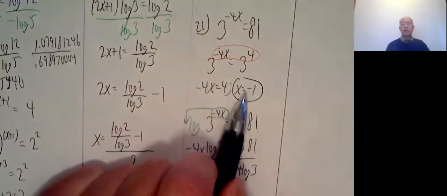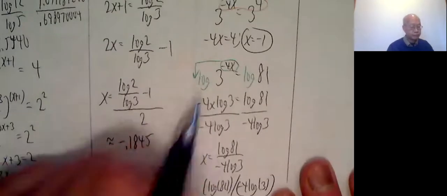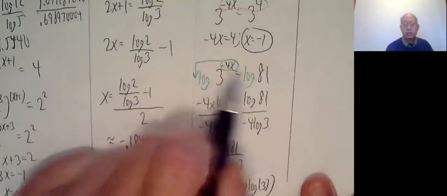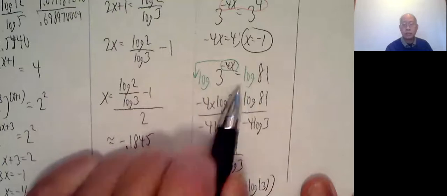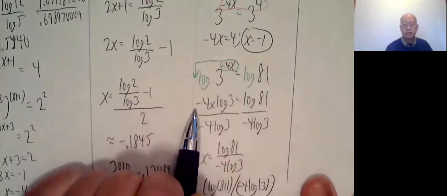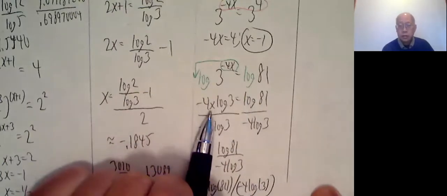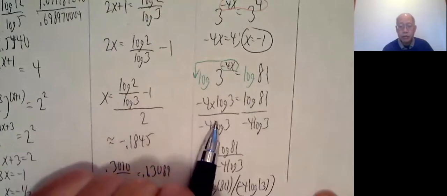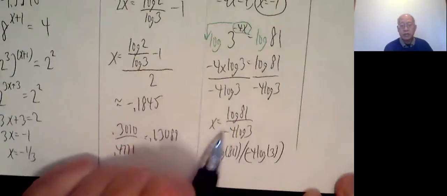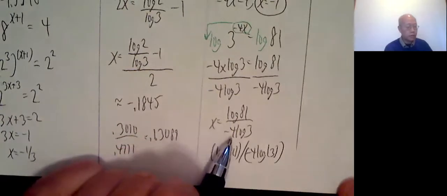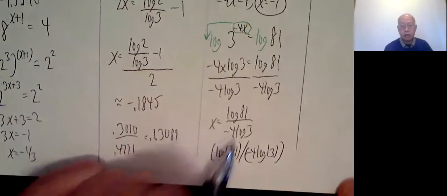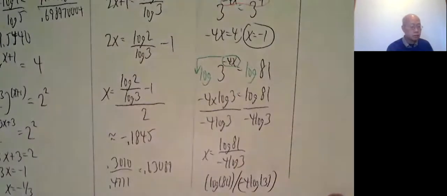Okay. How do you do it with a calculator? So starting over again, 3 to something equals 81. Log both sides. Okay, then the negative 4x comes down in front. Solve for x, divide by negative 4 log 3. So x is log 81 divided by negative 4 log 3. And if you punch that in the calculator the right way, you should also get negative 1.